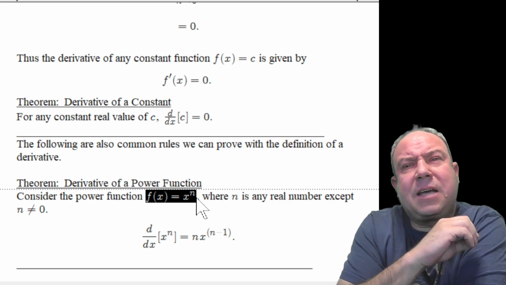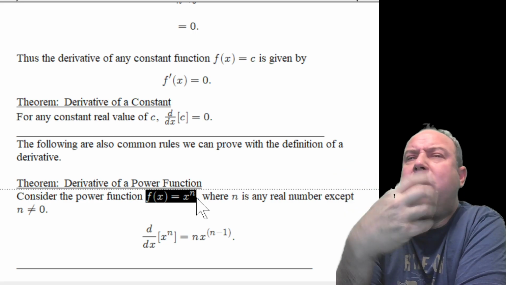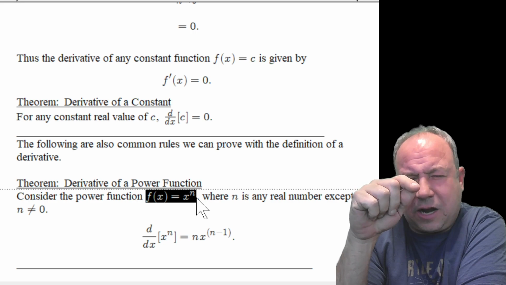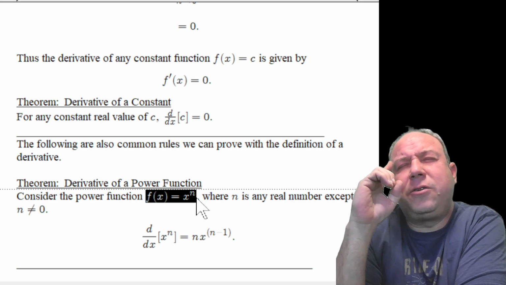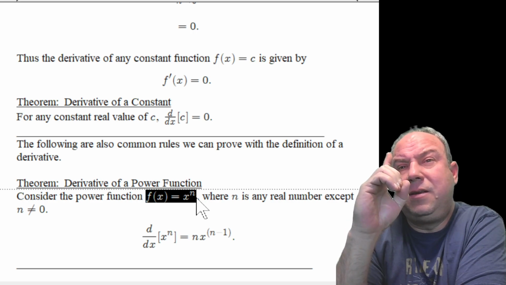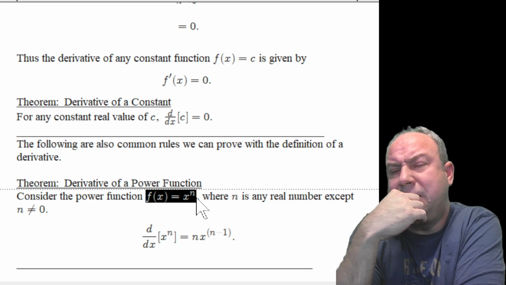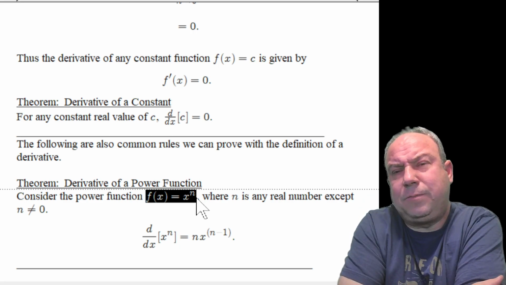Right? It's not going to be the case for n to the 0 power. What is n to the 0 power? Well, that'd be x to the 0 power, I should say. Anything to the 0 power is equal to 1, which would be a constant function at that point. And that's not what we're looking at. We're looking at power functions, powers of x, not constant functions.